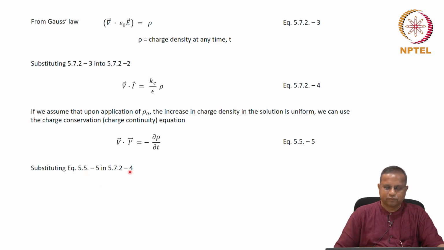If you substitute 5.5-5 into equation 5.7.2-4, the left hand sides are equal, therefore you can equate the right hand sides. So you end up with dou rho dou t, with a negative, and you bring both to the same side: dou rho dou t plus Ke by epsilon rho equals 0. We'll call this equation 5.7.2-5.